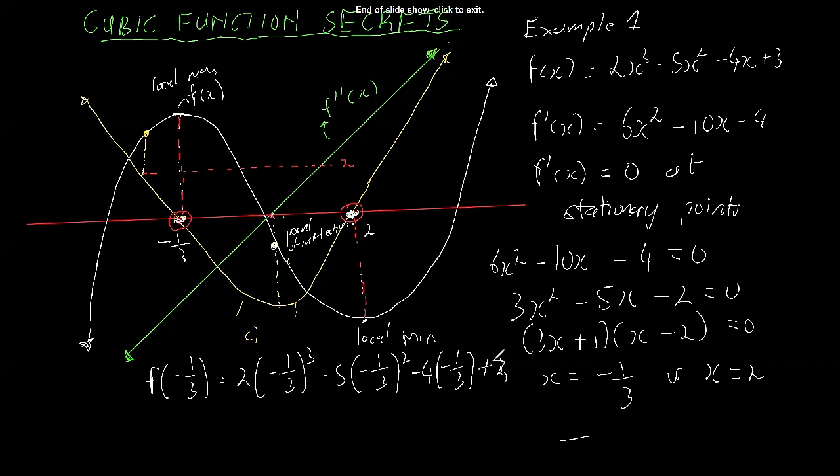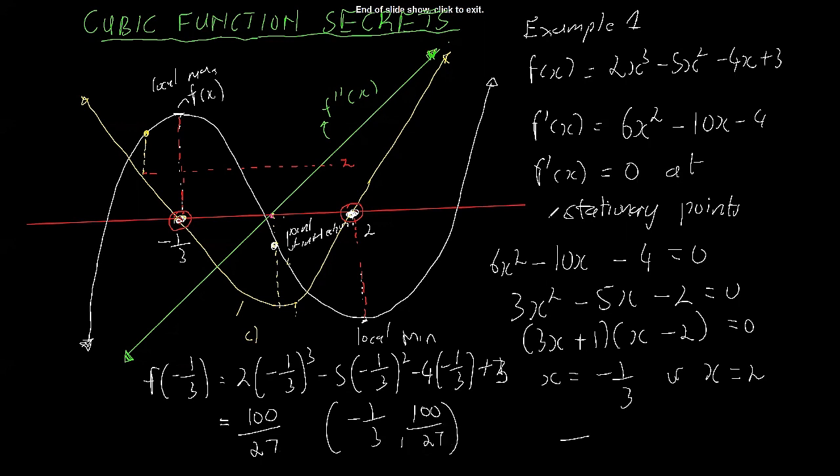Now, when you punch that into your calculator, you get the coordinates of the turning point. This is giving us a value of 100 over 27, meaning our coordinates are now negative 1 over 3, 200 over 27, right?